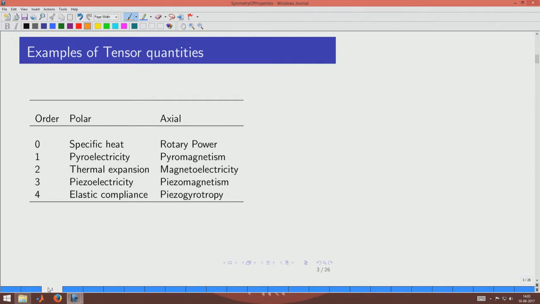Here again there are examples given of both types of tensors, axial and polar. As you can see, axial or pseudo tensors come up in situations where magnetism or electricity is involved, and things that are part of transport phenomena, for example energies, specific heat, thermal expansion, elastic compliance, viscosity, etc., are usually polar tensors. So by default we will not mention the prefix, whether axial or polar. By default what we mean is a polar tensor.